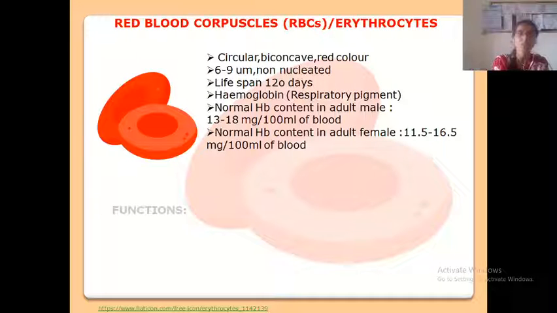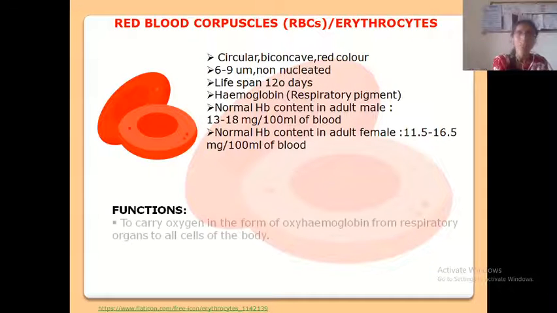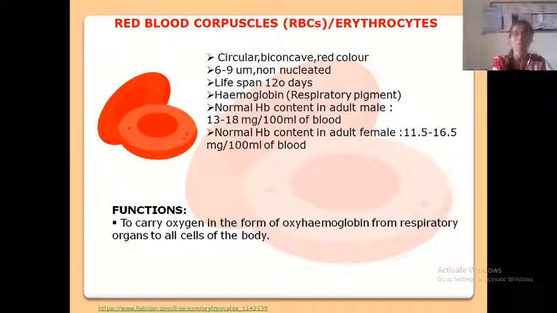What is the major function of RBCs? As RBCs contain the respiratory pigment hemoglobin, they carry oxygen from the lungs to each and every corner of the body, and they transport the carbon dioxide formed in the metabolism of a cell towards the lungs.